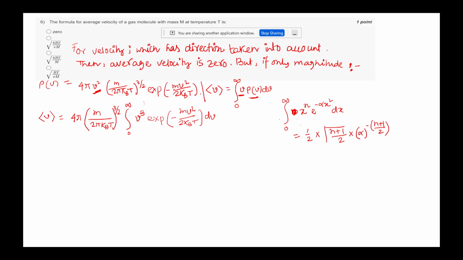Now if we put this thing together, this will be 4 pi as usual, m by 2 pi kbT to the power 3 by 2 times half. So this is n equal to 3, so then this will be gamma 2. And what is the gamma 2 value?